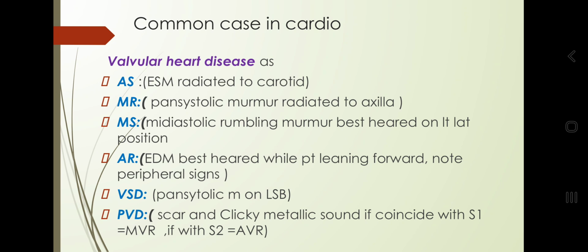Aortic regurg: early diastolic murmur, best heard while the patient is leaning forward. Take a deep breath and hold it. You can diagnose it by peripheral signs: collapsing pulse, Corrigan sign, which is carotid pulsation, Duroziez sign, which is pistol shot in the femoral, and De Musset sign, which is head nodding. This all can help you.